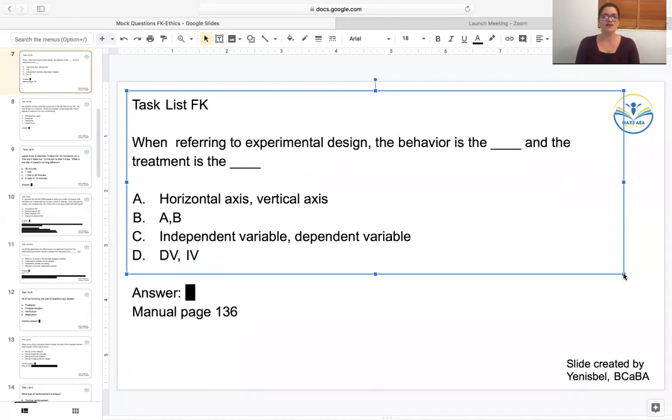Thank you, Martin, for answering. Here's the FK question. When referring to experimental design, the behavior is the blank, and the treatment is the blank. Is it A? The behavior is the DV, and the treatment is the IV, D.